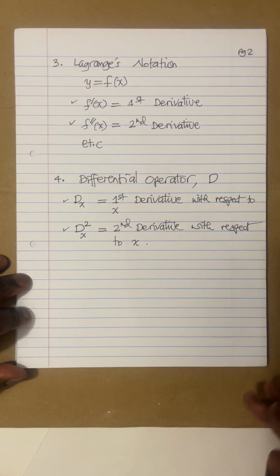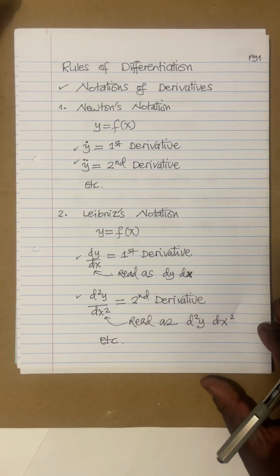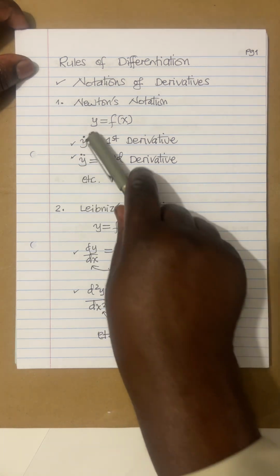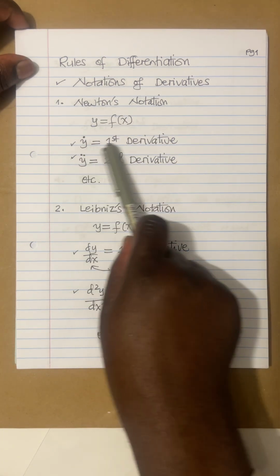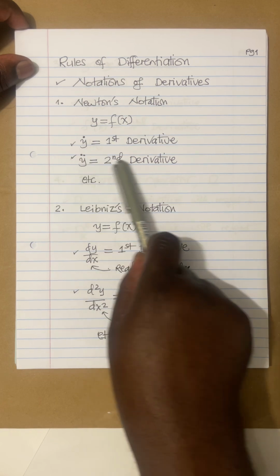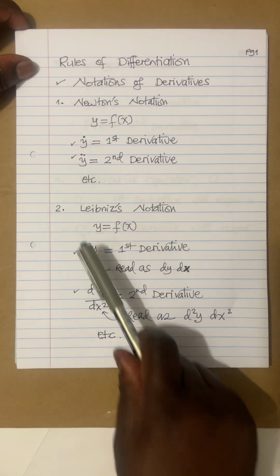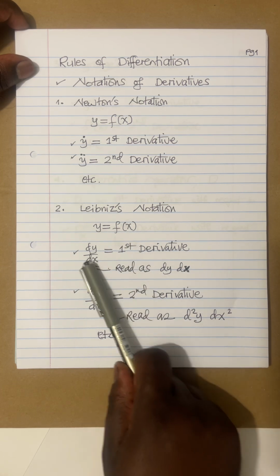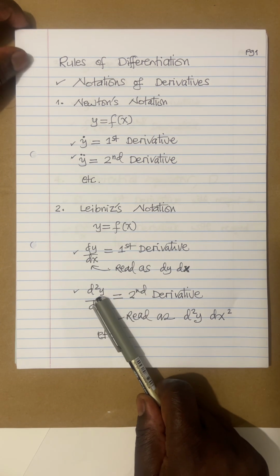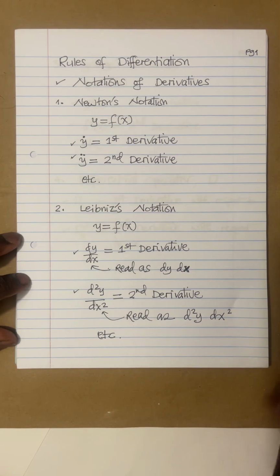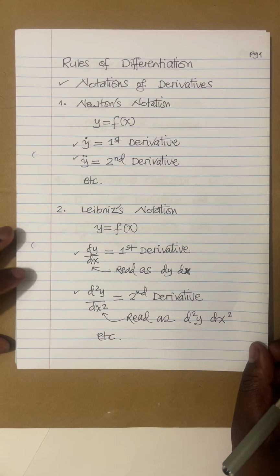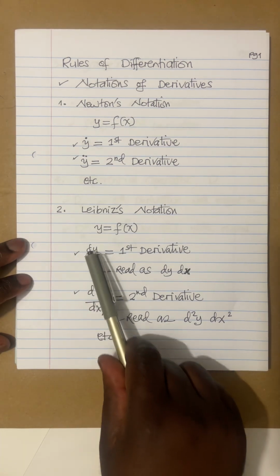Now that we're done with the notations, let me just remind you of the notations of the derivative. We have the first notation, Newton's notation. If you're given a function y equals f of x, y dot will be the first derivative, y dot dot will be the second derivative, and so on. Leibniz notation: y equals f of x, the first derivative will be dy dx, the second derivative d squared y dx squared. Please note that this is notation. You cannot cancel the d's.